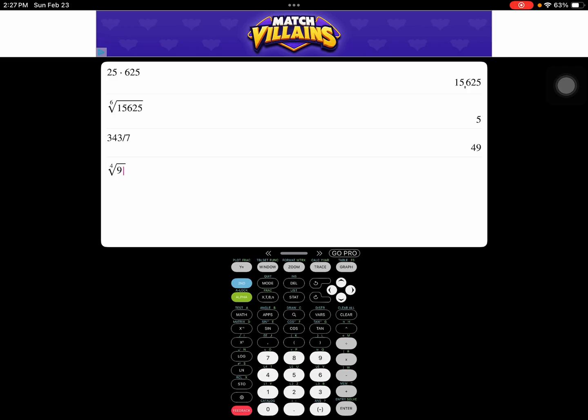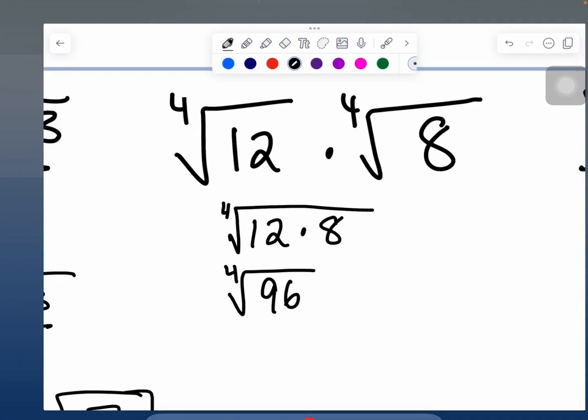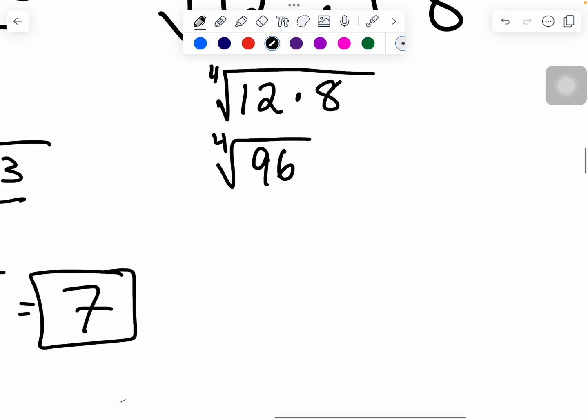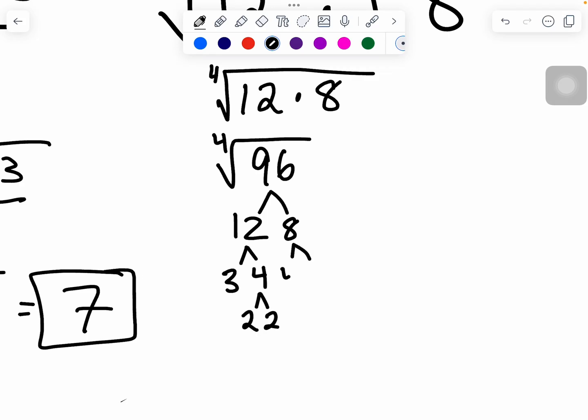That's not 96, that's 94. 96 is equal to, ooh, that's not nice. That's a really nasty decimal. So let's see, what can I break 96 into? I know I could break it into 12 and 8. 12 can break into 3 and 4. 4 breaks into 2 and 2. 8 breaks into 4 and 2. And that 4 breaks into 2 and 2 again.